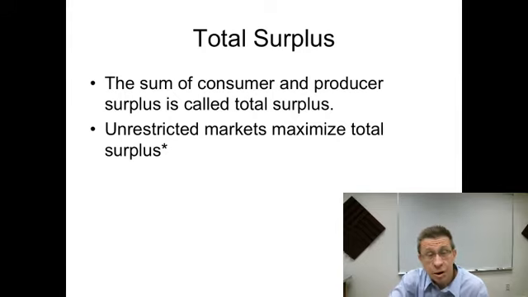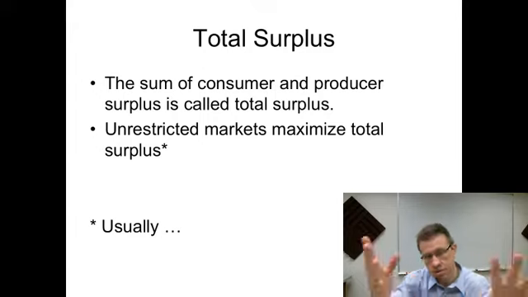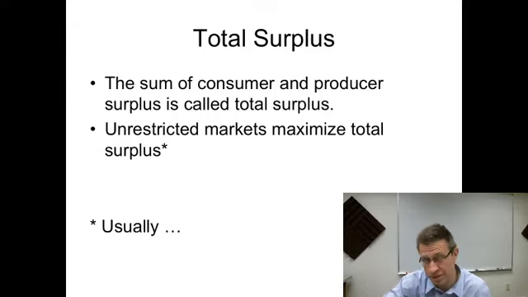Well, markets that aren't restricted maximize total surplus. I put a little star by that. Usually. We're going to learn soon of what are called market failures. There are times when there would be side effects. When that happens, unrestricted markets won't maximize total surplus. But without the side effects, without these what you'll learn of as called externalities, unrestricted markets maximize total surplus. So it's a really good thing.